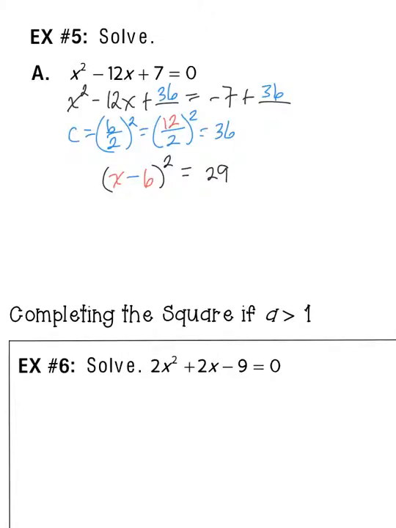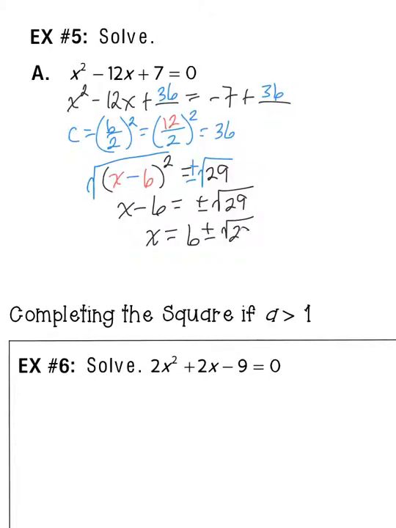Now we have a perfect square on the left, and I can take the square root of this side and then plus or minus the square root of the right. So on the left, I get x minus 6 equals, I cannot simplify the square root of 29, so I have plus or minus the square root of 29. Then I'm going to add 6 on both sides, so I get x equals 6 plus or minus the square root of 29. And that's as far as I can go.